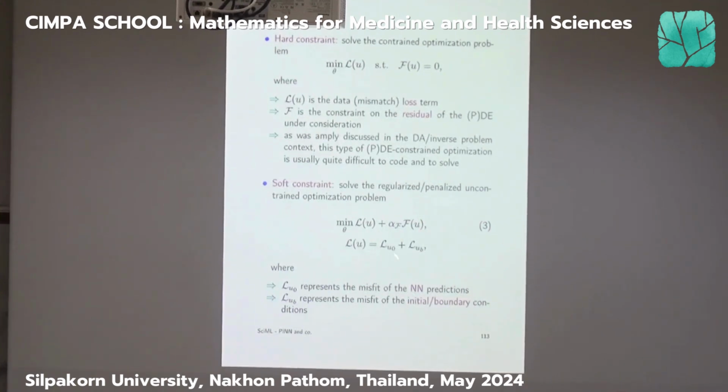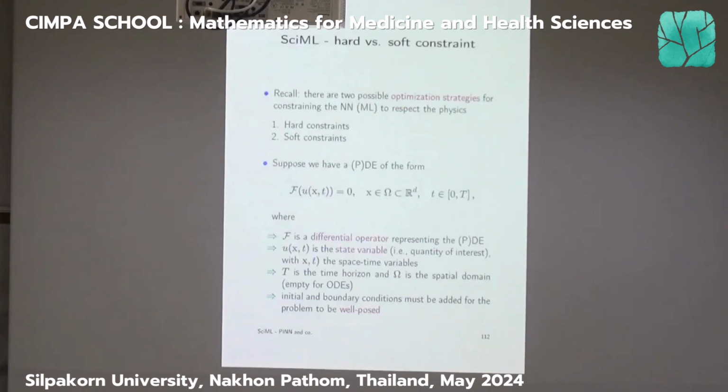I call it U0, the notation. This is LT, and LUB can represent the misfit. That's going to be the loss function, which shows the error of my neural network, my y-hat, with respect to the initial and bounding conditions. And then I have F. What is F? F is just my differential equation, or my system of differential equations.